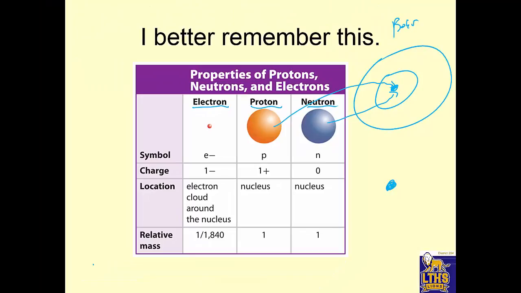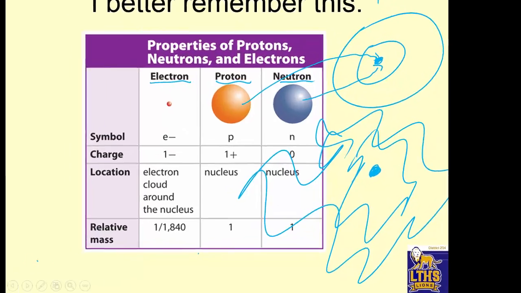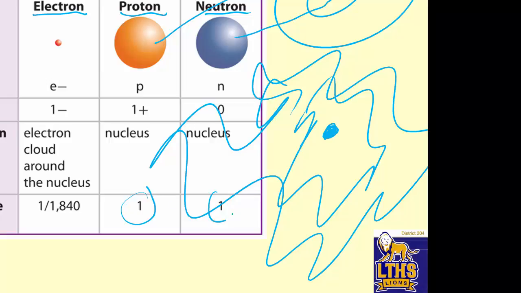Now, what it really looks like are weird shapes of clouds. So there's still a nucleus and then there's a cloud of electrons. An electron is -1. A proton, positive, is +1. And a neutron is neutral, 0. The location is the electron cloud around the nucleus. That's why I do the cloud instead of the rings. Nucleus. So notice this has a mass of 1, and negligible. I'm going to spell negligible. Negligible isn't quite 0, but it's so small it doesn't matter.